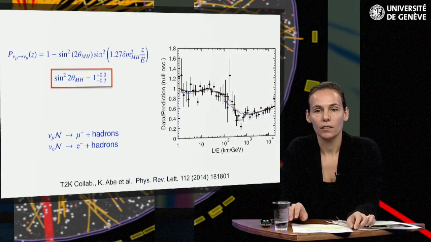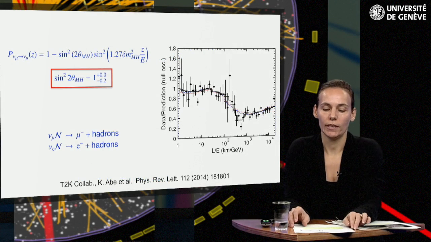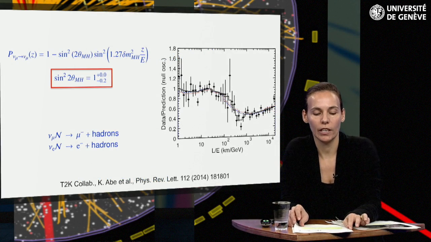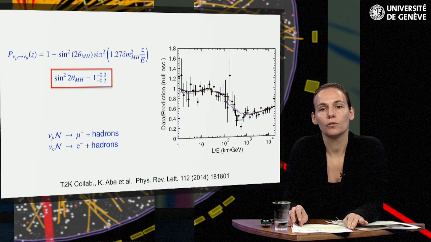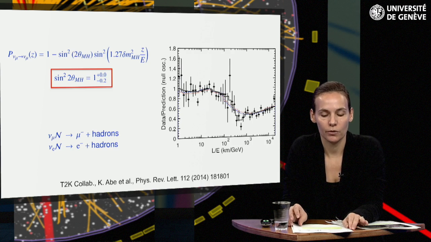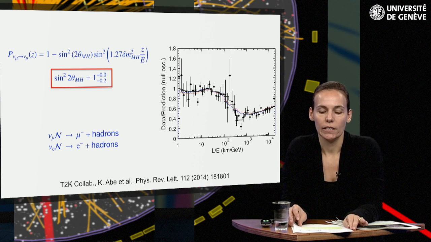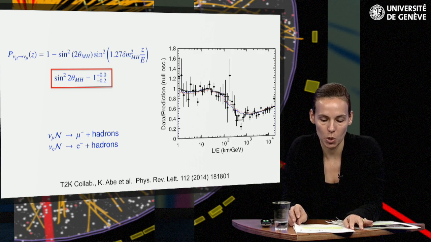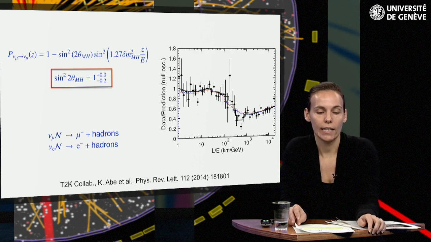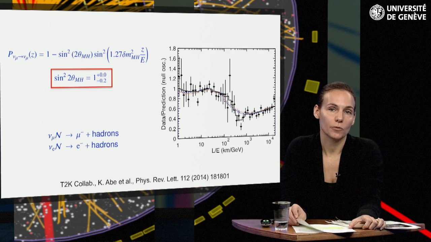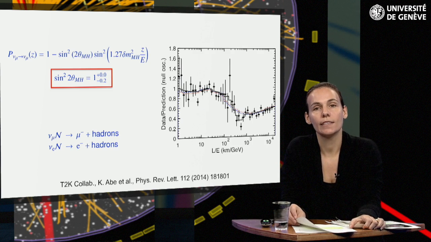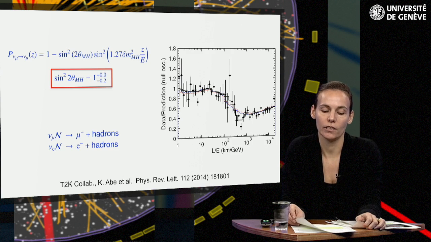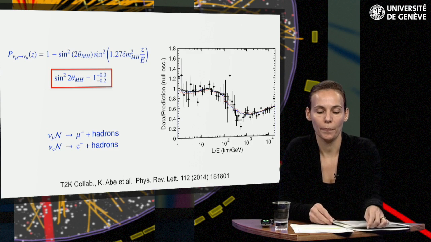The observed oscillation amplitude is quite large and therefore corresponds to an angle theta h equal to 45 degrees plus or minus 13 degrees. The difference of square masses is of the order of 3 times 10 to the minus 3 electron volt squared, and thus extremely small. Furthermore, it is more likely that the oscillation of atmospheric neutrinos happens between the second and third generation, that is, between nu mu and nu tau.